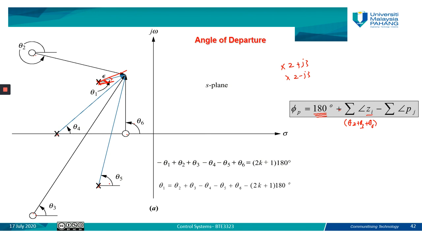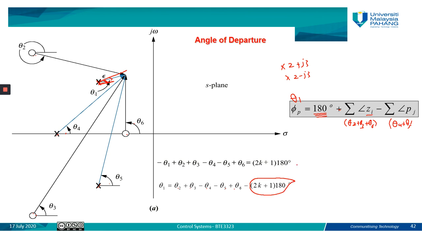If we want to find theta 5, we are going to add theta 1 and theta 4. So this one here, in our case, will be theta 4 plus theta 5, because we are going to find pb here. Pb here represents theta 1. So if you want to find theta 1, it will be like this: theta 2 plus theta 3 minus theta 4 minus theta 5 plus theta 6 minus (2k plus 1) times 180.